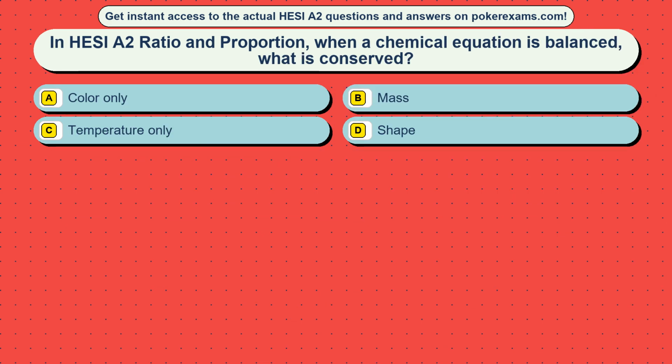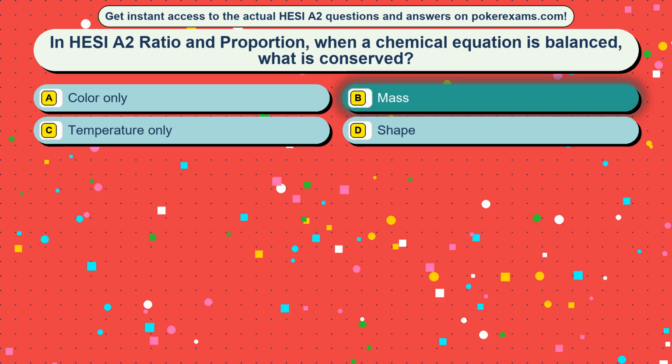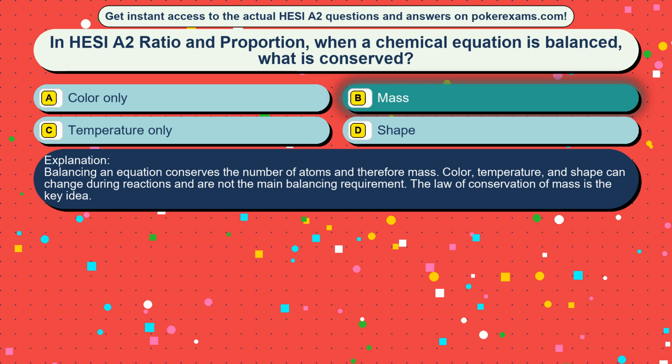In HESI A2 ratio and proportion, when a chemical equation is balanced, what is conserved? Option A. Color only. Option B. Mass. Option C. Temperature only. Option D. Shape. The correct answer is option B. Mass. Balancing an equation conserves the number of atoms and therefore mass.